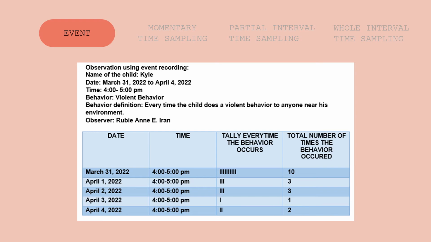From March 31, we have 10 as the total number of times the behavior occurred. April 1, we have 3. Same goes with April 2, we have 3. And April 3, we have 1 total. And April 4, last one, we have a total of 2 occurrences of the behavior.